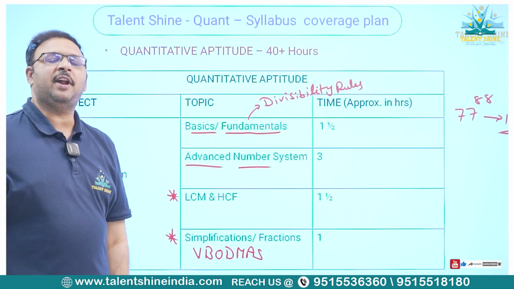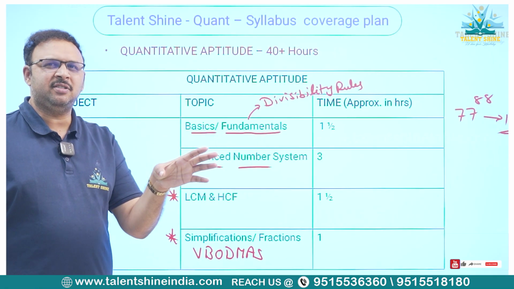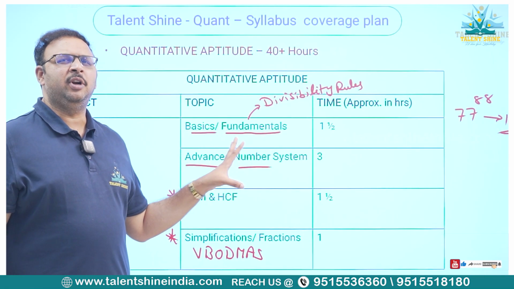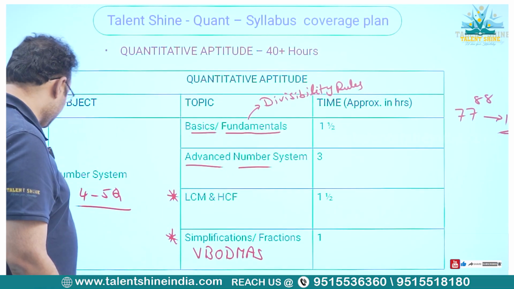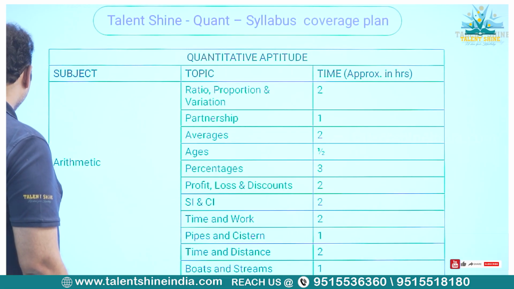Next is simplification and fractions. You need to concentrate on the comparison of fractions. Next, BODMAS rule. That's it. Maximum, you need to be thorough with those topics. Careful about that. So next one, look at the next part.